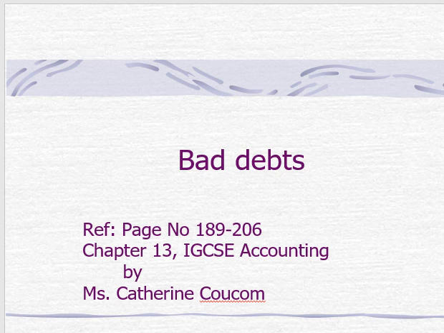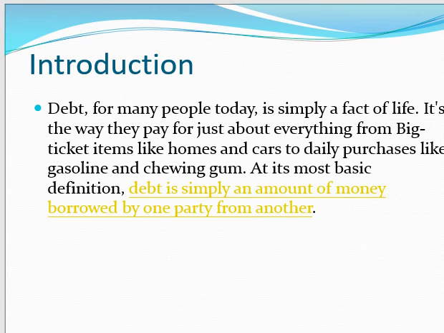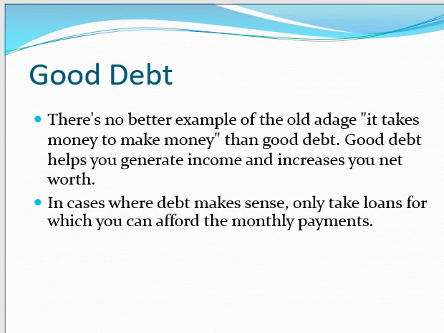Dear students, we are going to learn today about bad debts. Please turn to page number 189 of Catherine Cookham's book. So, what is debt actually? Debt is simply an amount of money borrowed by one party from another party. We have two kinds of debt: one is good debt, and the other is bad debt.